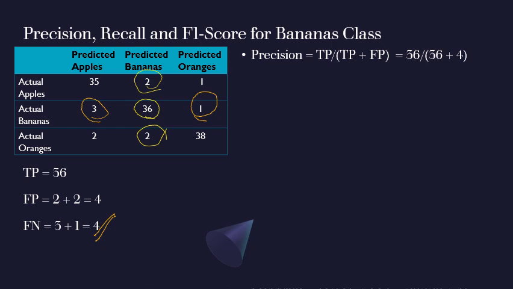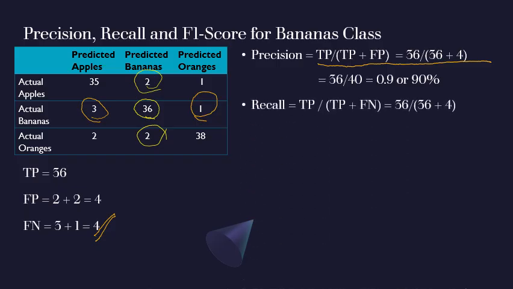Now let's take a look at the performance of the model in terms of precision. So we have here the formula for precision, and then let's substitute the value. So we have 36, our true positive, divided by the true positive plus the sum of our false positives, which is 4. Then we will get an approximate value of 0.9 or 90%.